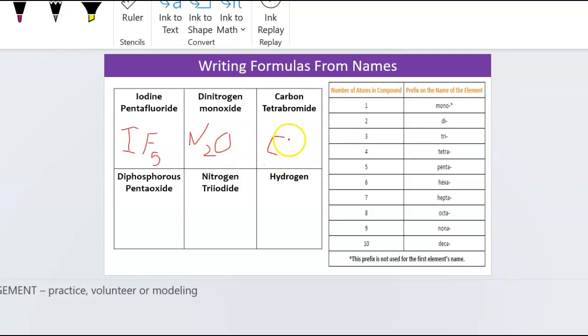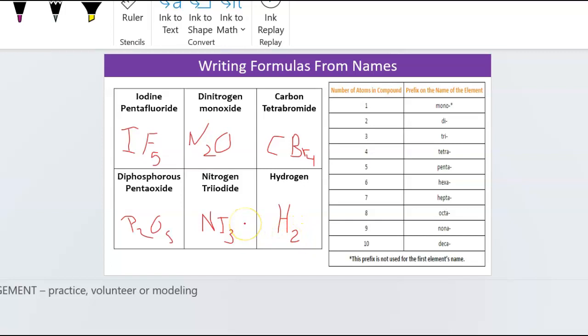Carbon and tetrabromide, so 4 bromines. Diphosphorus pentaoxide, so 5 oxygens. Nitrogen, just N, and triiodide, so 3 I's. Guess I can make that look more like an I. And hydrogen, again, is a diatomic molecule, and so I know to write H2.